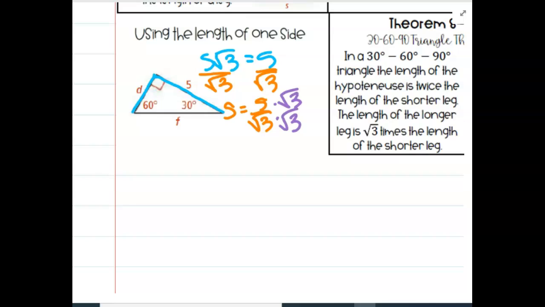Okay? Because the square root of 3 over the square root of 3 is 1. Right? Because 3 over 3 is 1, 10 over 10 is 1, 100 over 100 is 1. The square root of 3 over the square root of 3 is 1. I'm multiplying by 1, and you can multiply by 1. That doesn't change anything.